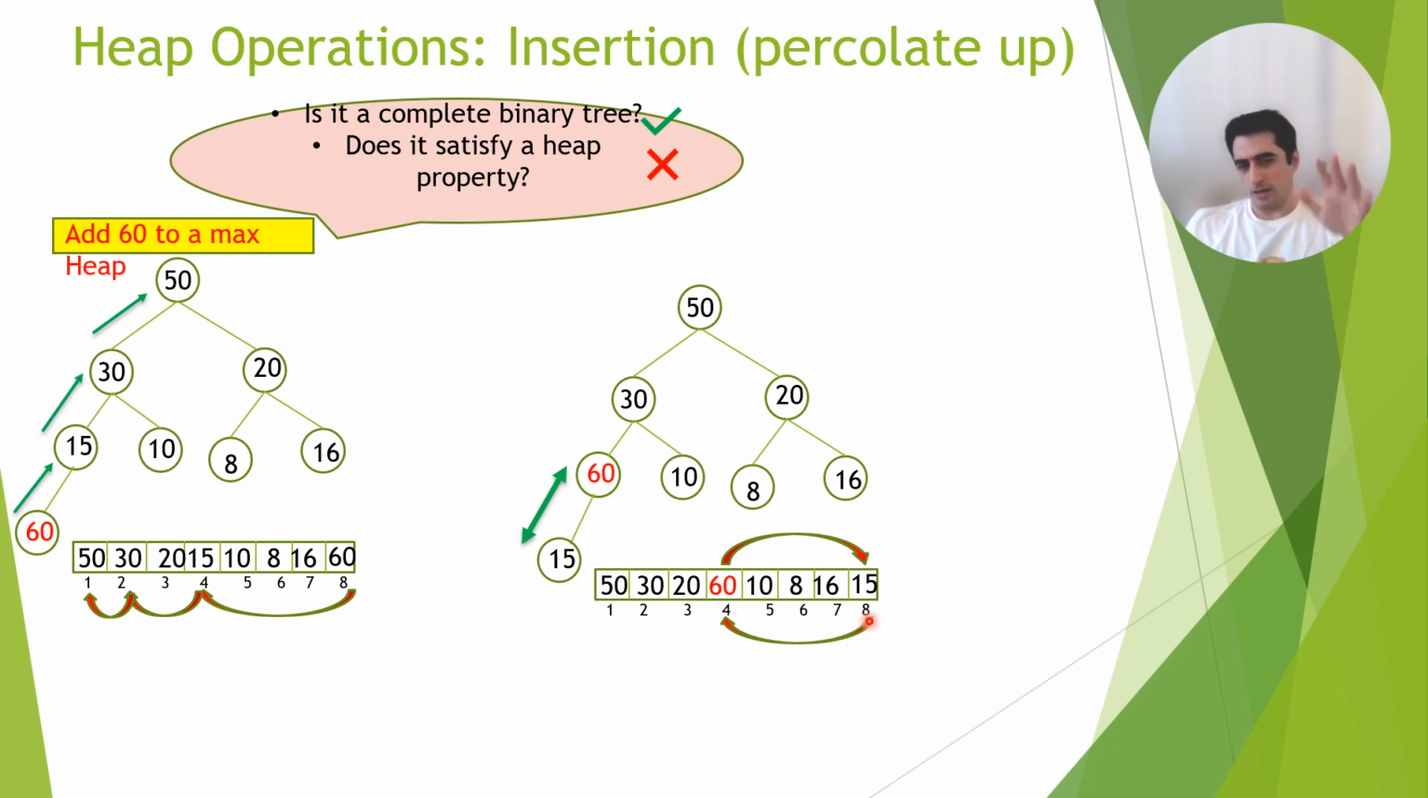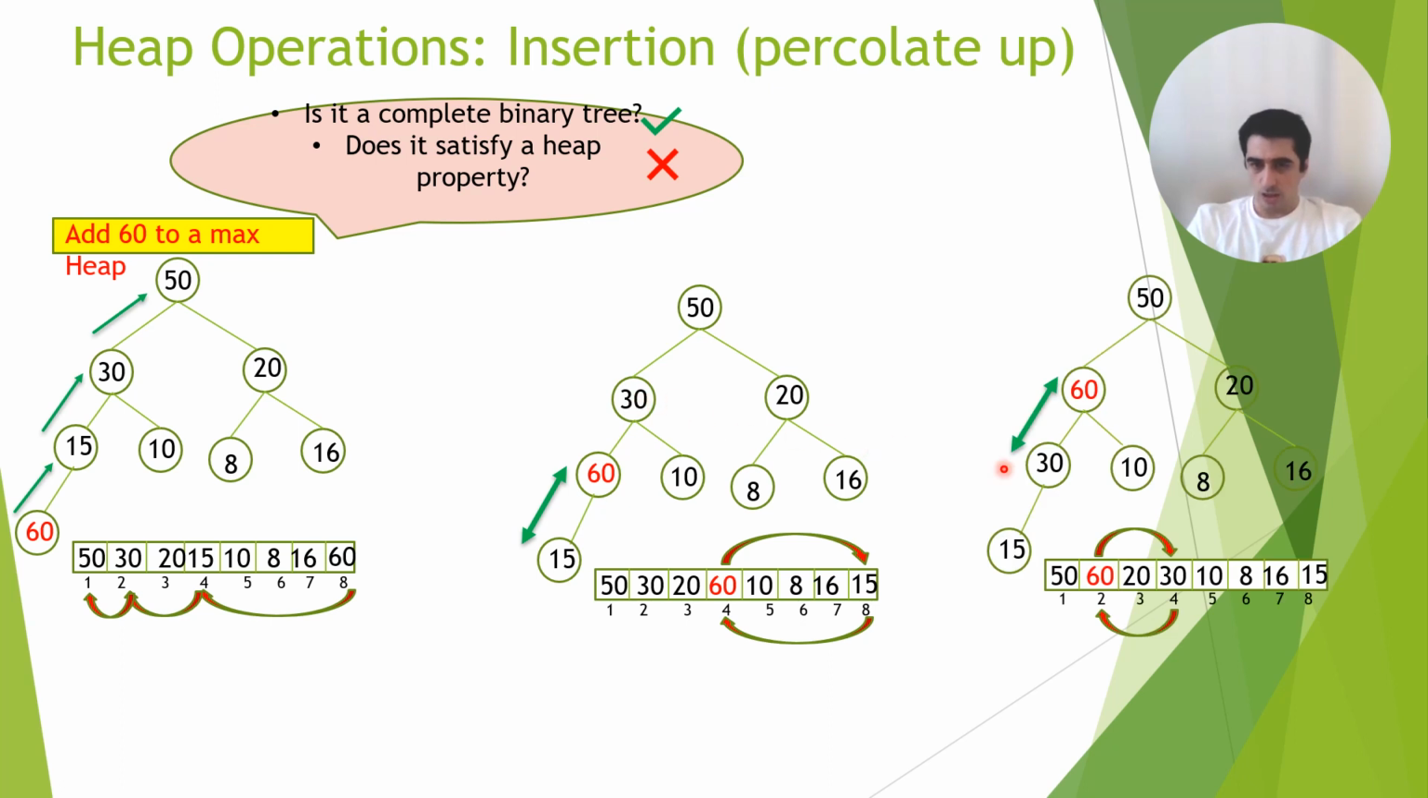As you may remember, the parent and child indices have an interesting relationship. The parent index is always half of the child index. So the index of the parent was 4, and the index of the child was 8. We swapped index 4 and 8. Next, we're going to compare 60 with its parent. 60 is not less than its parent, 30, so we still need to continue the percolate up operation, and we need to swap 60 and 30, or I should say index 2 and index 4.